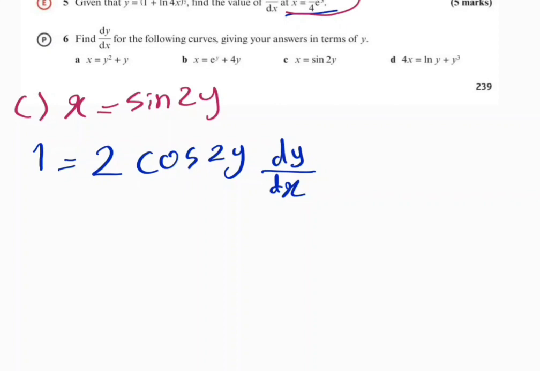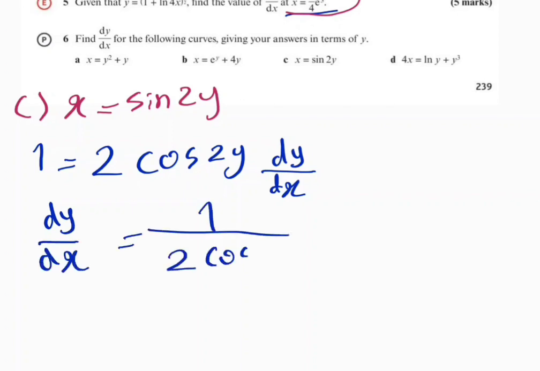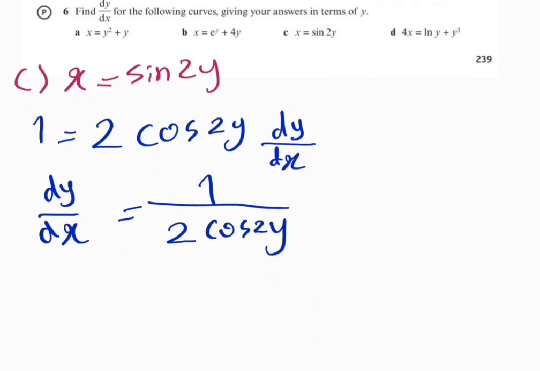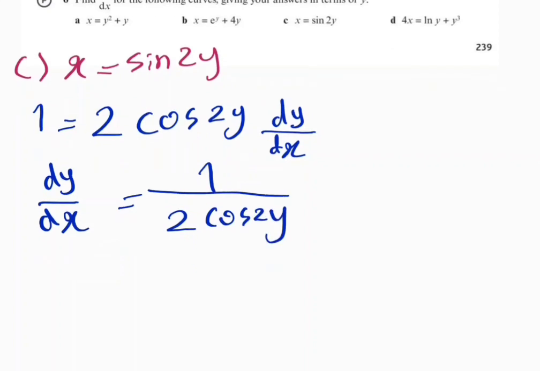Now, this one is even simpler because we just need to divide both sides by 2 cos 2y, so that we get our final answer in terms of y. dy by dx is equal to 1 over 2 cos 2y. And that's it for this question.